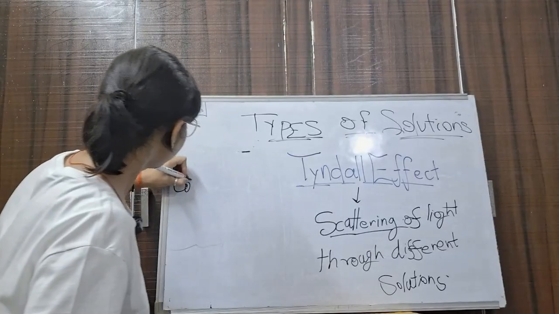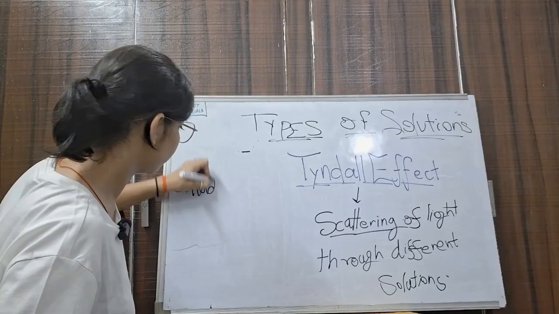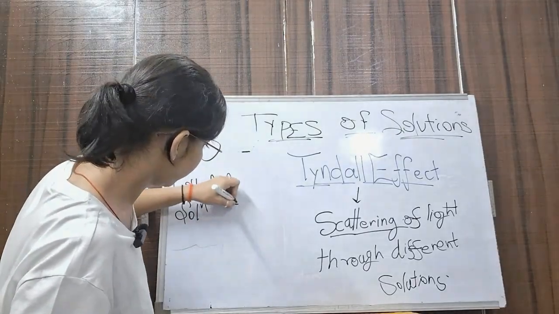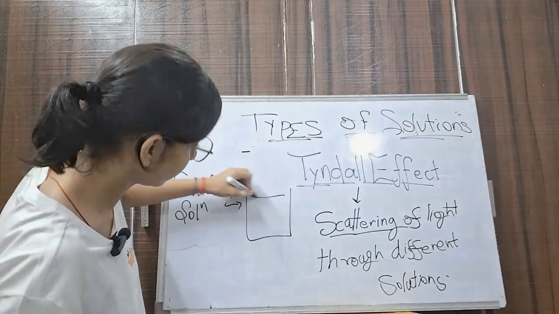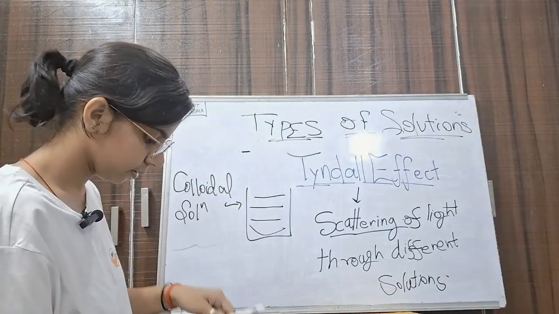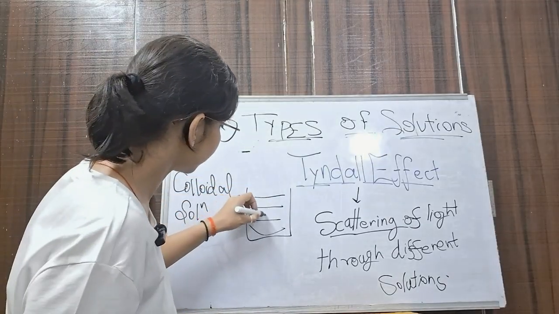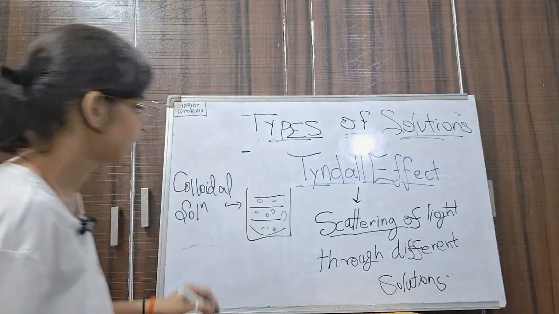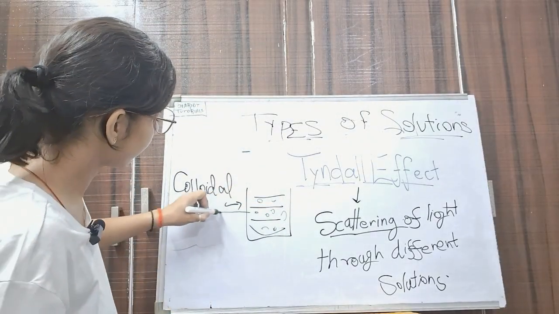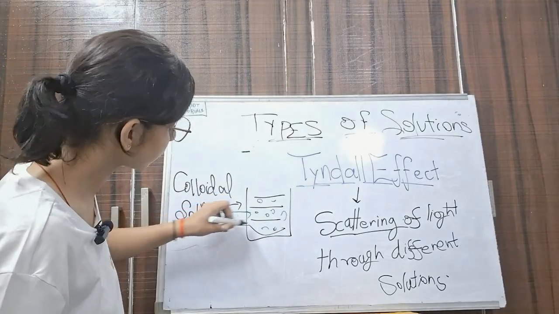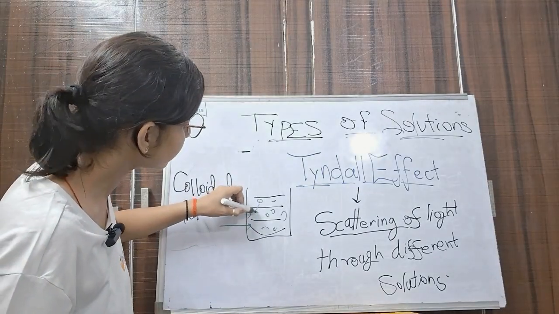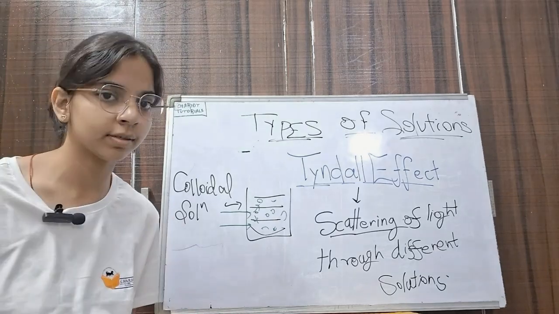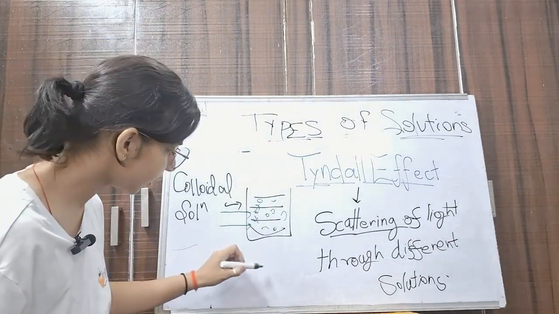Now we will see the Tyndall effect in colloidal solution. In colloidal solution, what happens? The particles of at least 100 nanometer up to 100 nanometer size are present, and the light rays are coming. So these colloidal solutions can scatter light up to some extent because they are of a bit larger size. That is why. Now what is happening?